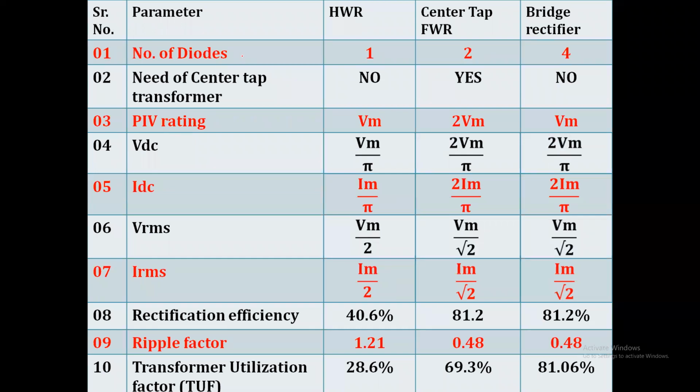See, the first parameter is the number of diodes used. As you know, in a half wave rectifier circuit, 1 diode, in a center tap full wave rectifier circuit, 2, and in the bridge rectifier circuit, 4 PN junction diodes are used.